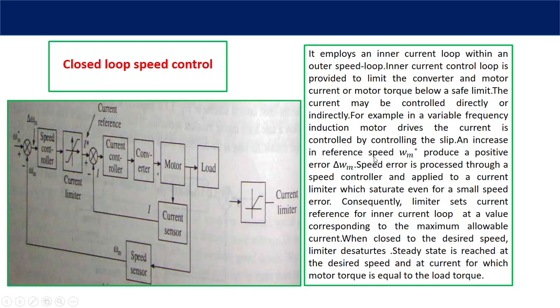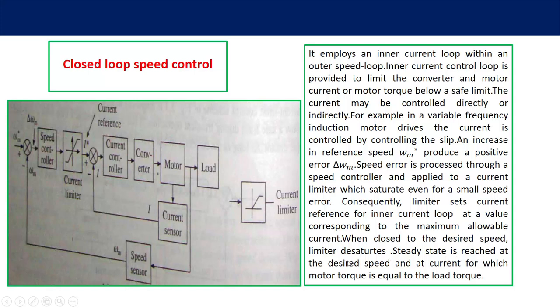An increase in reference speed omega m star produces a positive error delta omega. The speed error is processed through a speed controller and applied to a current limiter, which saturates even for a small speed error. For a small speed error, this will saturate and I star, that is the maximum available current, is set as the reference. Consequently, the limiter sets the current reference for the inner current loop at a value corresponding to the maximum available current. When close to the desired speed, the limiter desaturates.